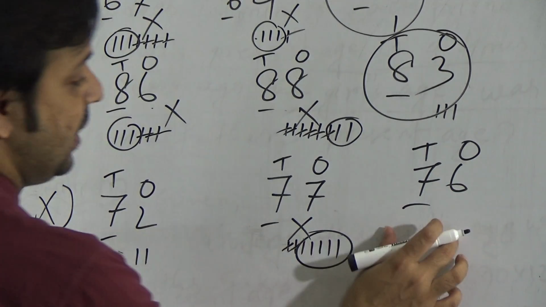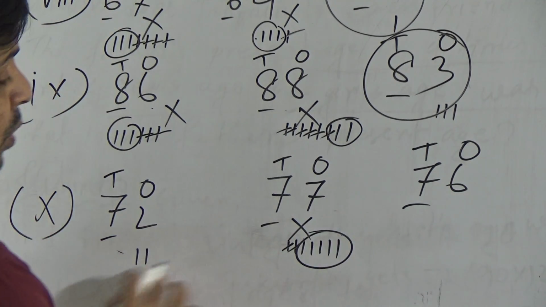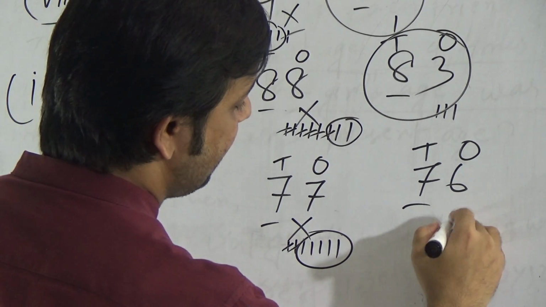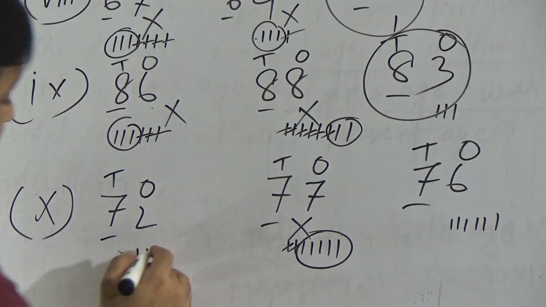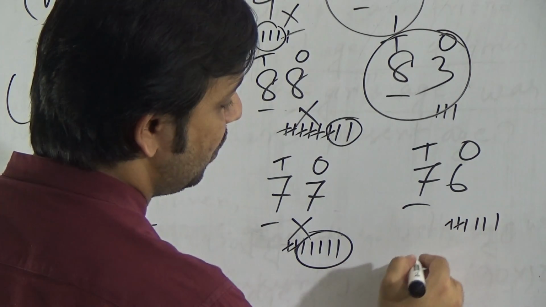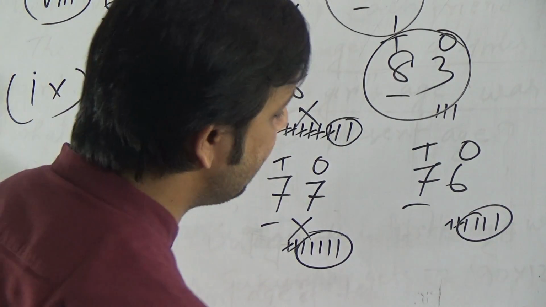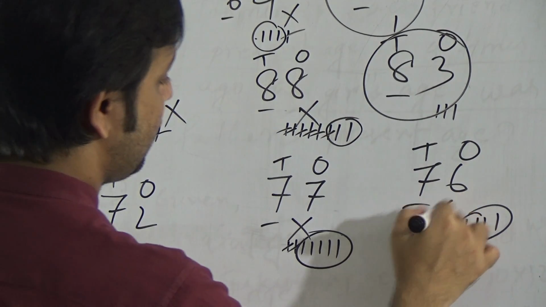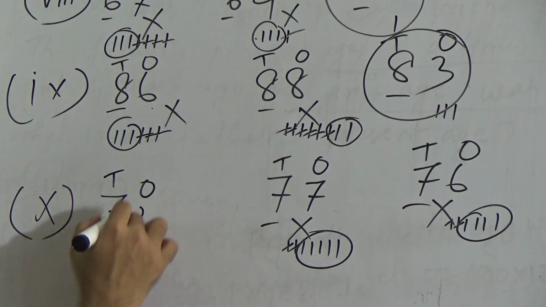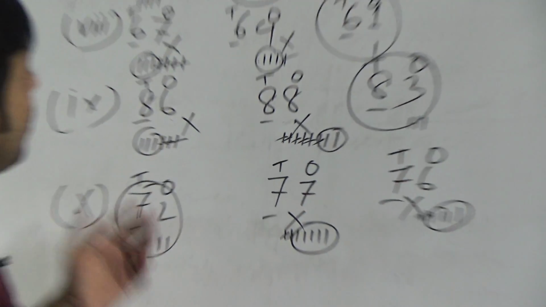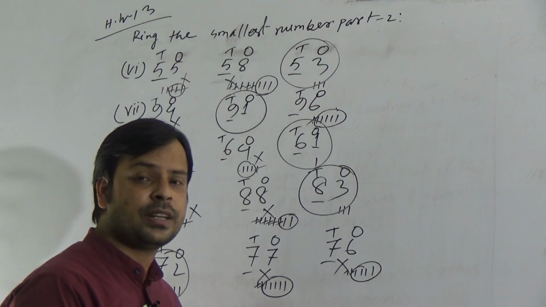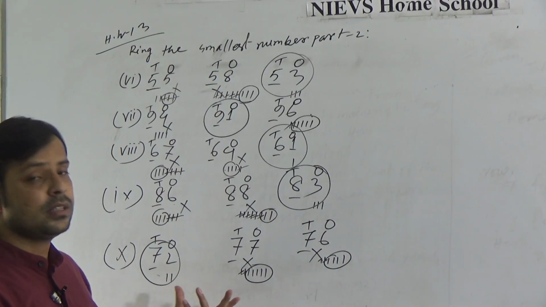Now we have to compare these two. Here is 2 and here are 6 sticks. 1, 2, 3, 4, 5, 6. Okay, dear students. Now we can take 2. 1, 2. So 4 sticks more here. As 4 sticks more, this is not smallest. So this one is the smallest one. 72. Okay, dear students, I hope you have understood how can you identify the smallest number among these 3 numbers.